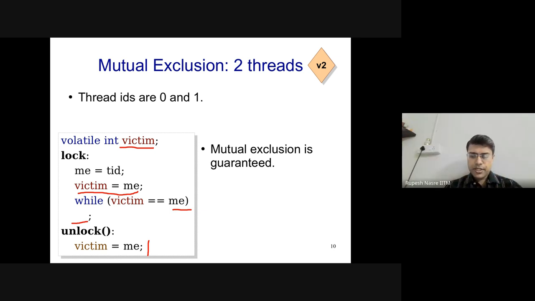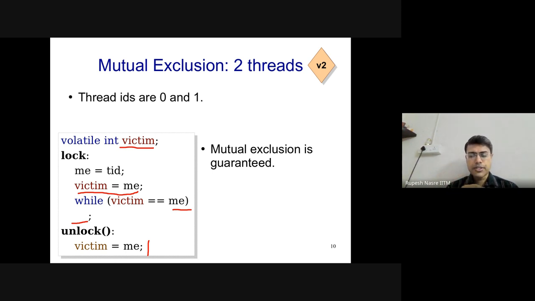In our previous code, where we had different flags for individuals, and everybody was waiting for the other flag to become false, right? So while flag of other, I'm going to wait. That created a deadlock. But in this case, it's a single victim variable, and therefore it will always have one value, and both the threads will see that value. So that kind of deadlock will not occur.